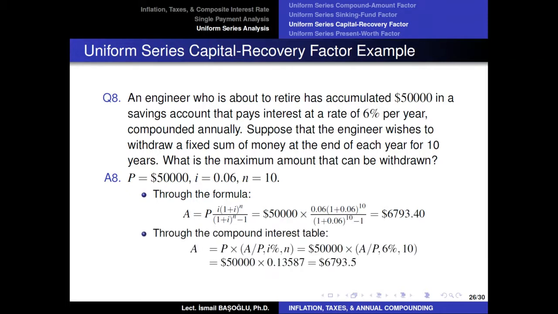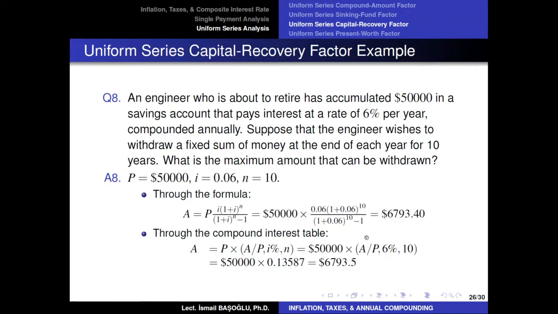Now, you can also make the same calculations using the compound interest table. So you can say that my annual installment size A is equal to the principal times (A/P, i%, n), the interest rate for n years. So (A/P, i%, n) represents the uniform series capital recovery factor. And you multiply your principal with (A/P, 6%, 10) for this question. So your i is 6%, and the number of investment years is 10.